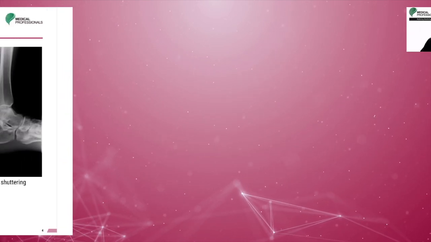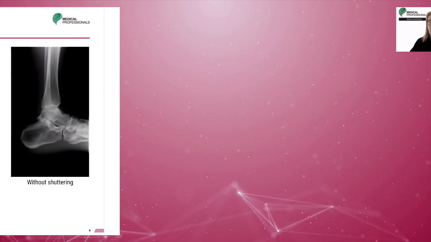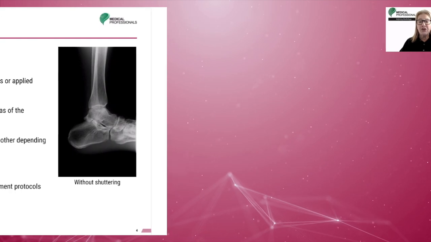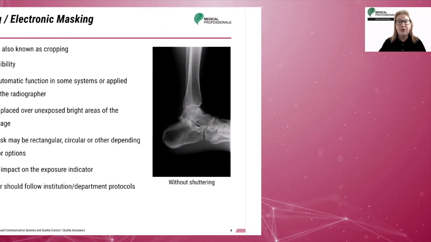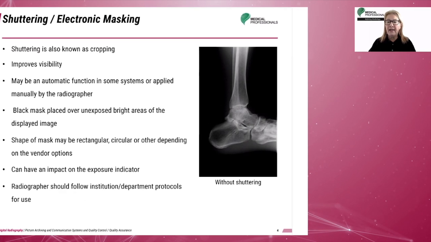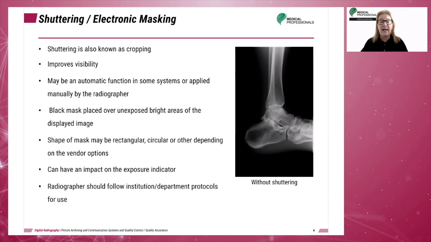Image shuttering allows the radiographer to place a black border or background around the original collimated edges of the image. The black border eliminates any white areas seen around a collimated image. Image shuttering is not to be used as a replacement for actual pre-exposure collimation or beam restriction.